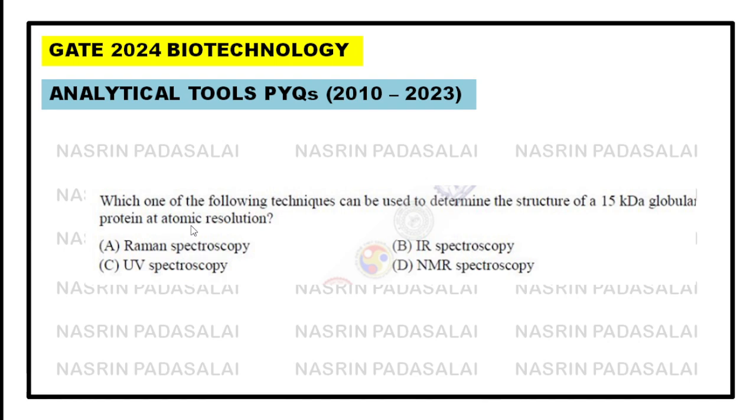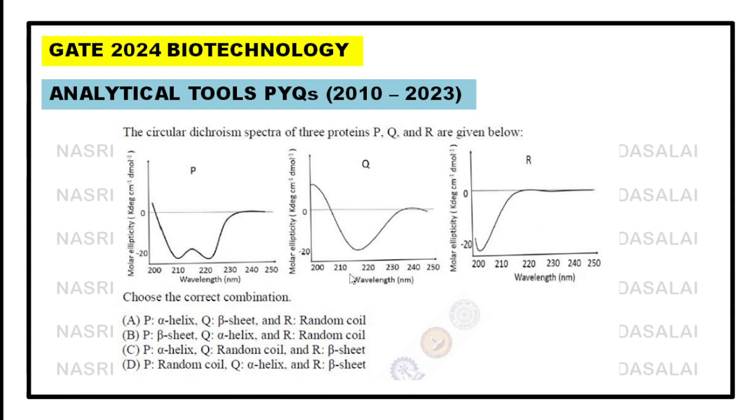Next, which one of the following techniques can be used to determine the structure of a 15 kD, that is 15 kilodalton, globular protein at atomic resolution? The correct answer is NMR spectroscopy. NMR has a size restriction: it can determine the structure of proteins whose molecular weight ranges between 15 kilodalton to 25 kilodalton. This is one of the easiest questions. CSIR also asks this question, and DBT also asks this question. I'll be showing the formula sheet also.